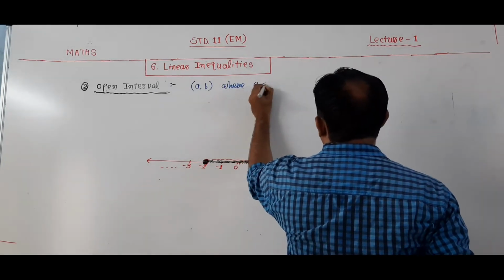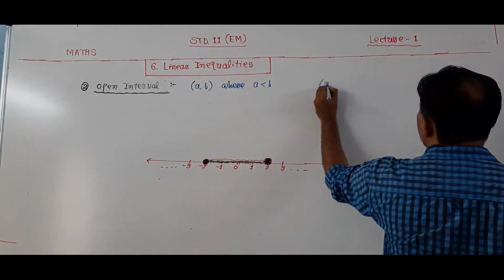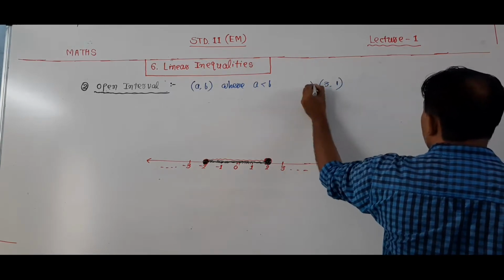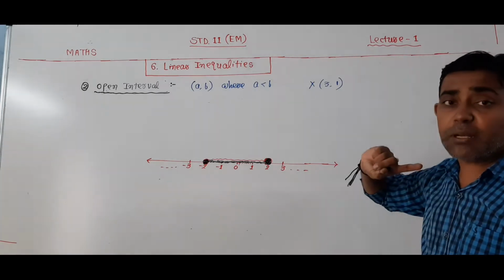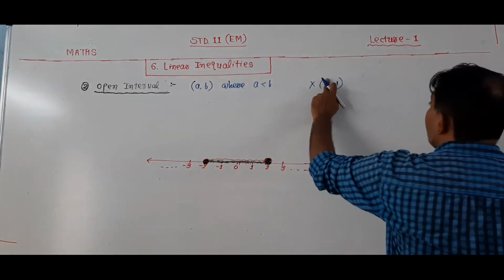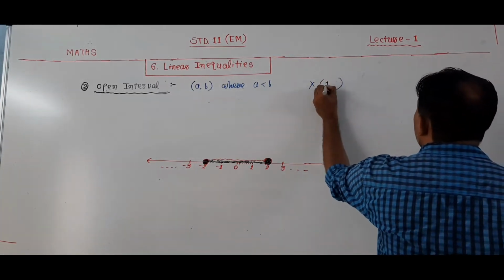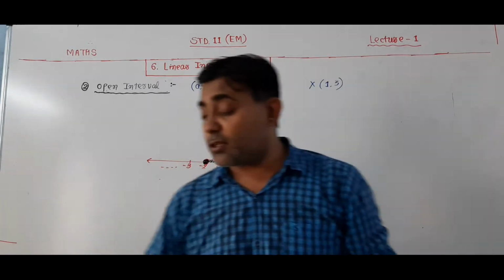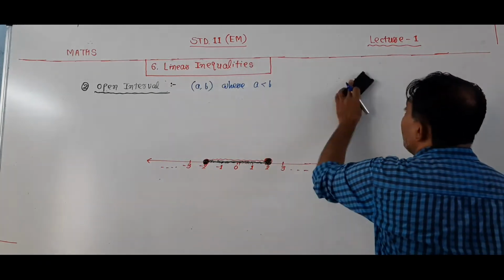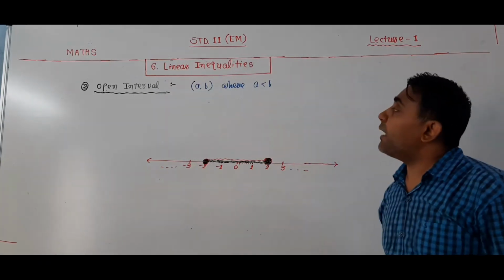It means never write an interval as (3, 1). It's not possible as an interval. This is not an interval. Remember that. An interval is always written as (1, 3). It means a must be less than b. This is the specific condition for that. Okay, so open interval (a, b) where a is less than b.